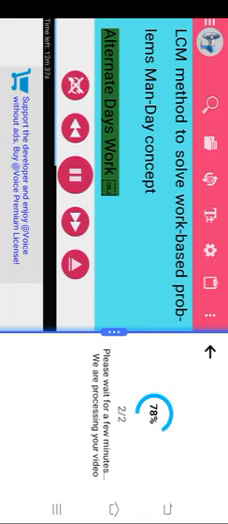You said: LCM method to solve work-based problems, mandate concept, alternate days work.